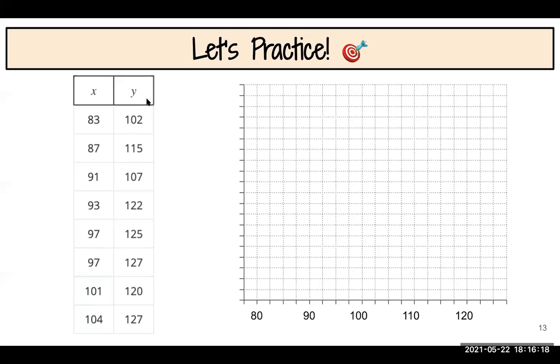Now I'd like you to practice one on your own. Go ahead and pause the video at this time, create a scatter plot for the given data, and then try to find the line of best fit using slope-intercept form. Resume the video when you're ready to check your answers.